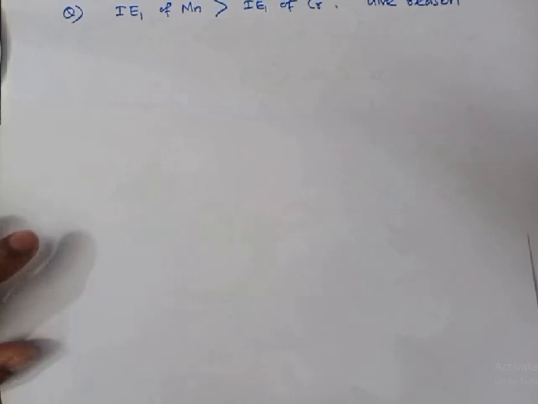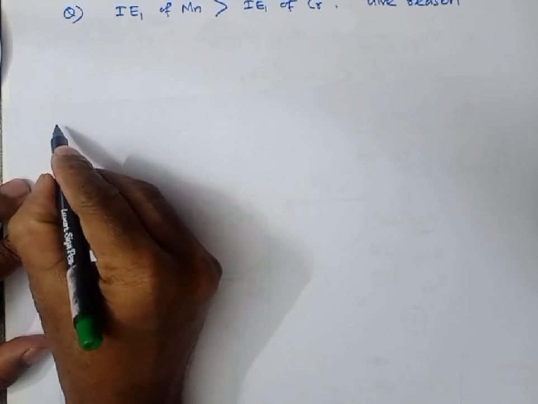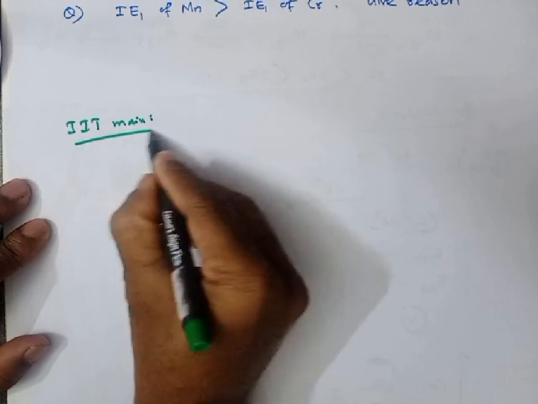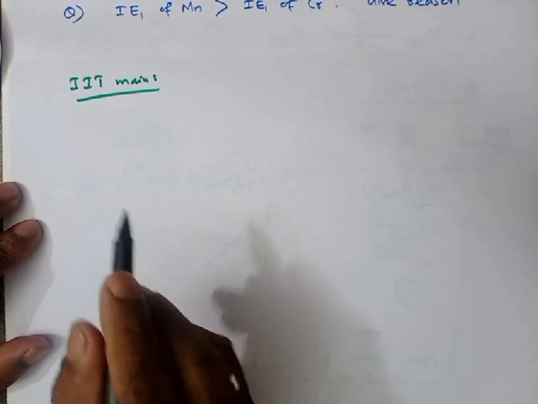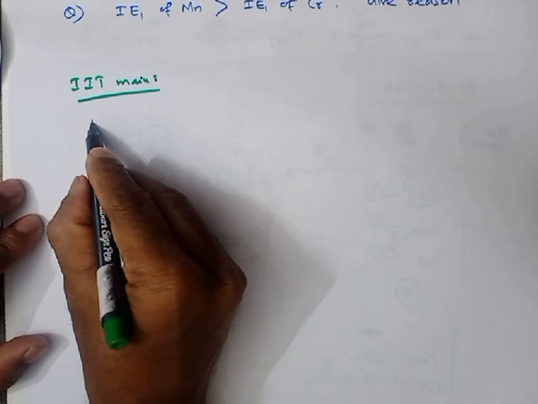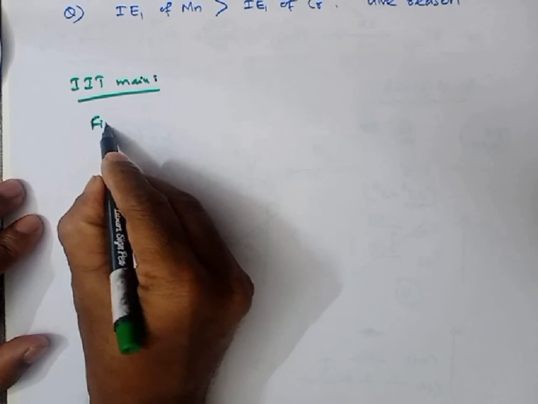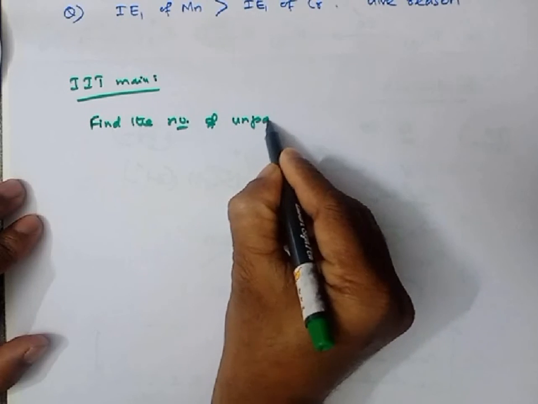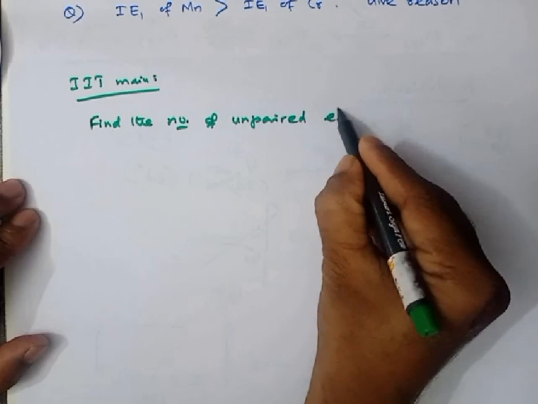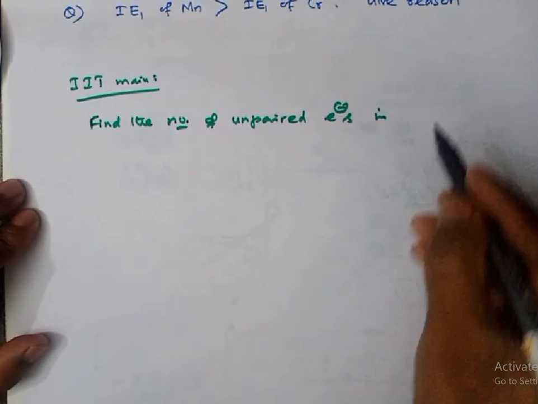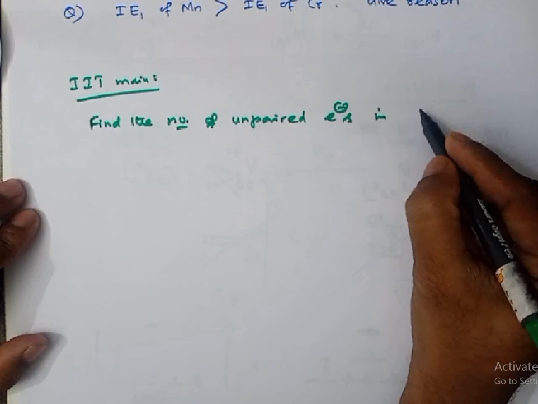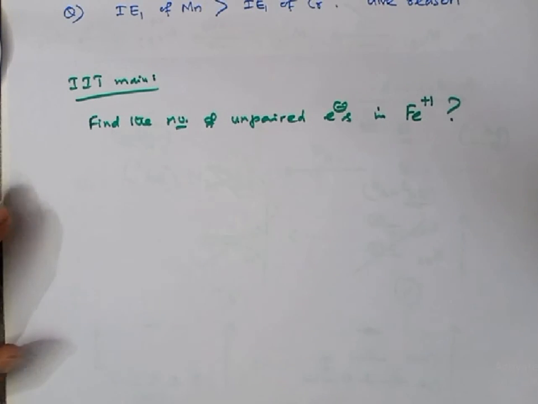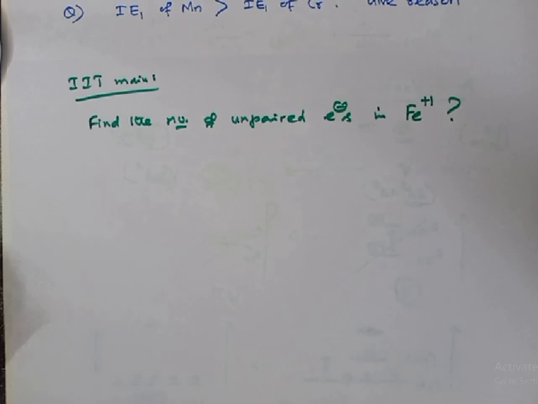Based on this, they will ask a question like this, students. This is a very important question for the IIT Main examination. If you go for IIT Main, it's very important. Listen, students. They will ask a question like: find the number of unpaired electrons in the ion Fe+1. Find the number of unpaired electrons in Fe+1. This is the question.